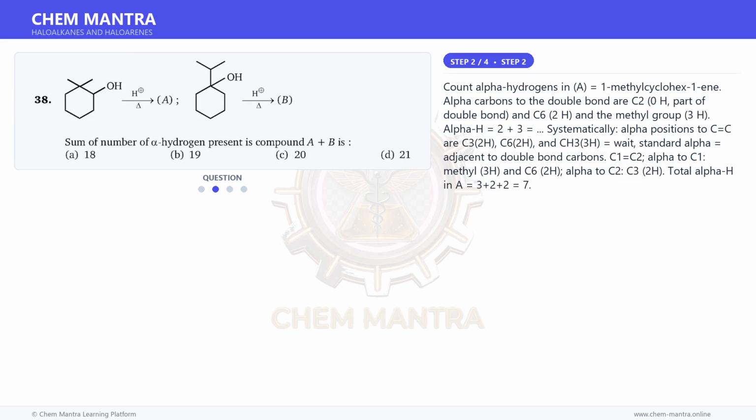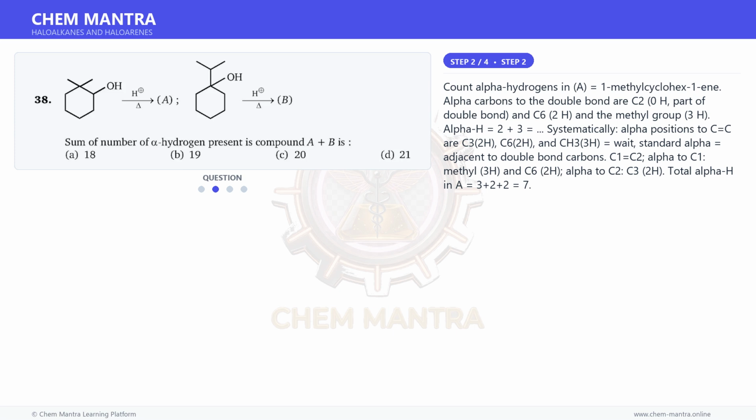Moving on to the next step. Count alpha hydrogens in A equals 1-methylcyclohex-1-ane. Alpha carbons to the double bond are C2, 0H, part of double bond, and C6, 2H, and the methyl group, 3H. Alpha H is equal to 2 plus 3 is equal to.